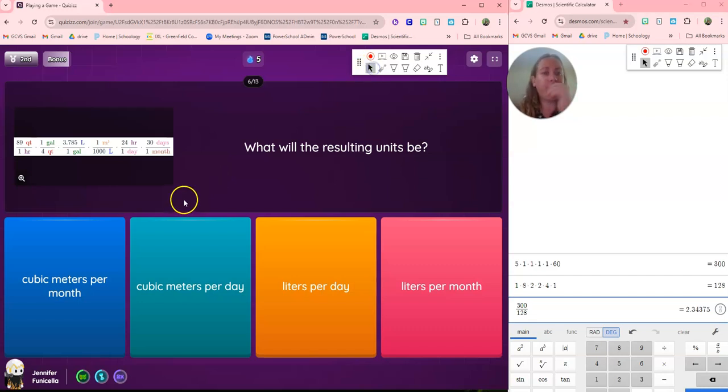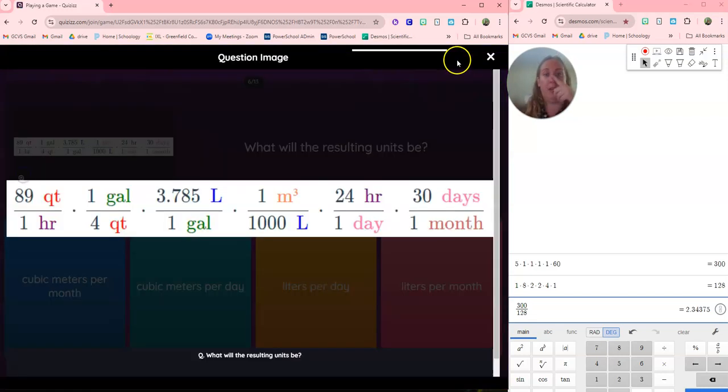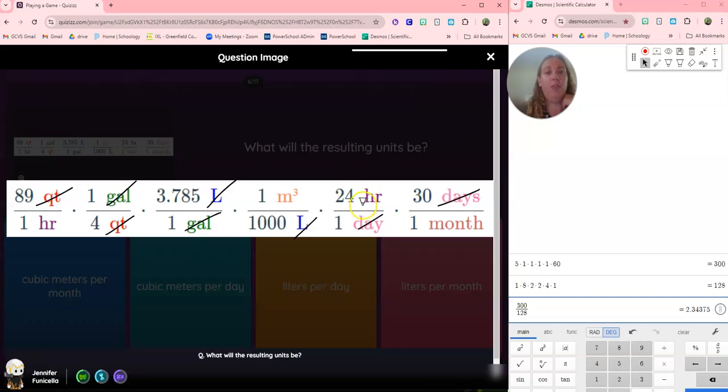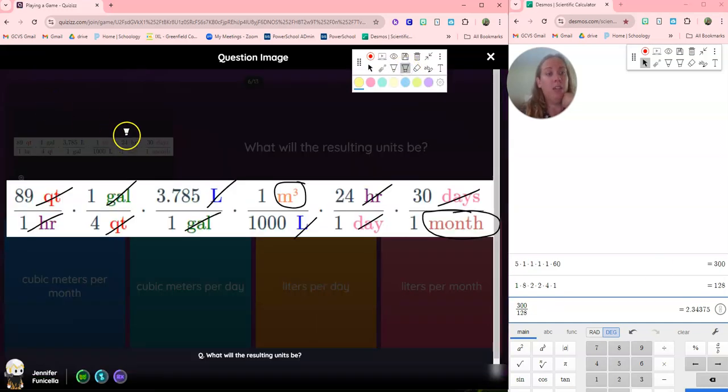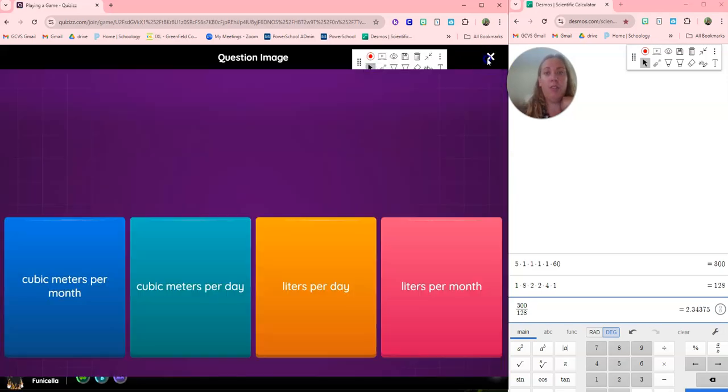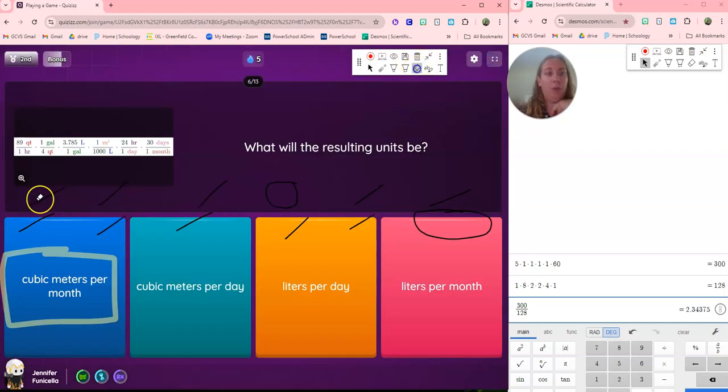Okay. What will the resulting units be? So it's just looking for units. We're noticing quarts cancel, gallons cancel, finding that pair of the top and the bottom, and we should be left with one unit on top, which is cubic meters, and one unit on the bottom, which is month. So we have cubic meters per month as our solution. Cubic meters per month. Beautiful.